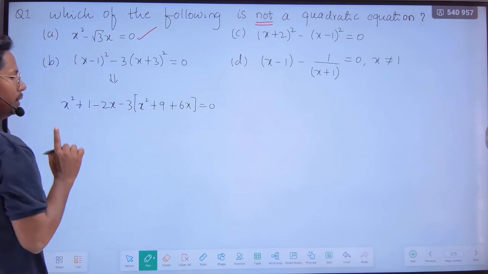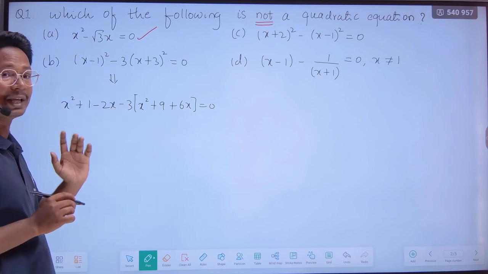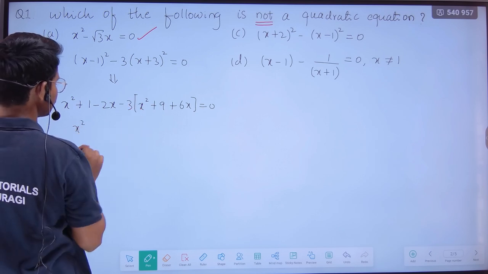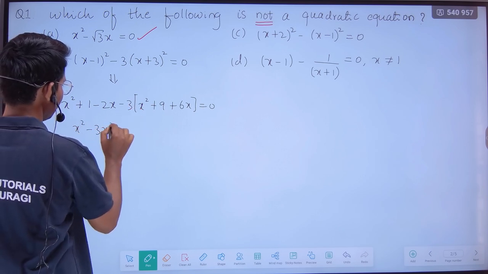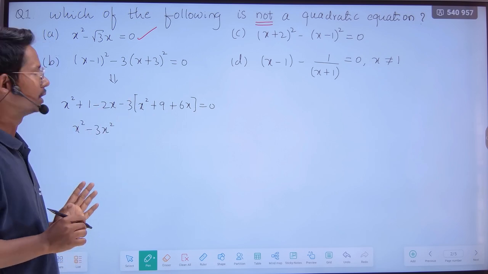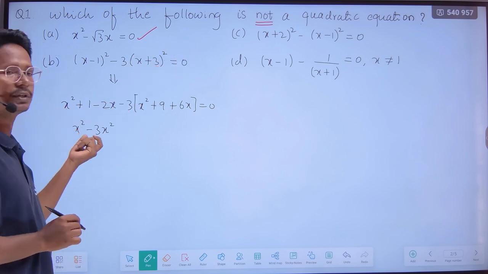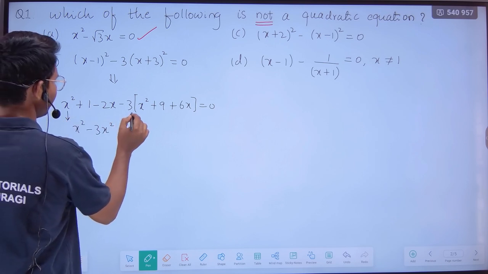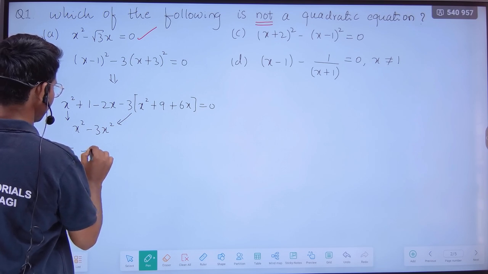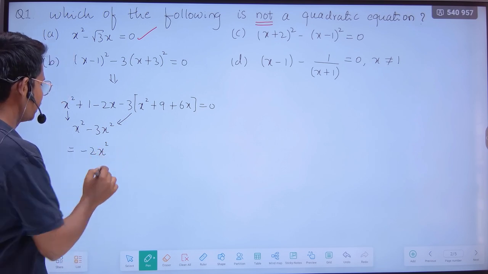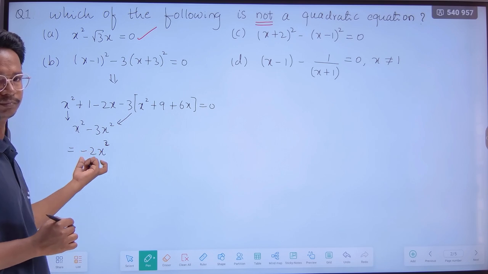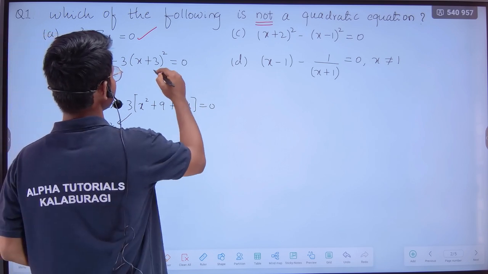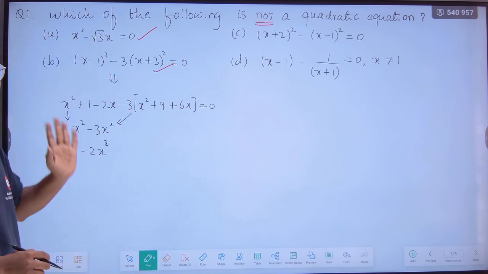Correct? Now you need to just observe only the x square term. So if you see here, it is x square, and what about this one? Minus 3x square. I'll not go with other terms because in order to decide quadratic, I'll just see the x square term. So this is going to be x square and minus 3x square. How much? It is going to be minus 2x square. So after simplification, you have an x square term. It means it is also a quadratic equation.